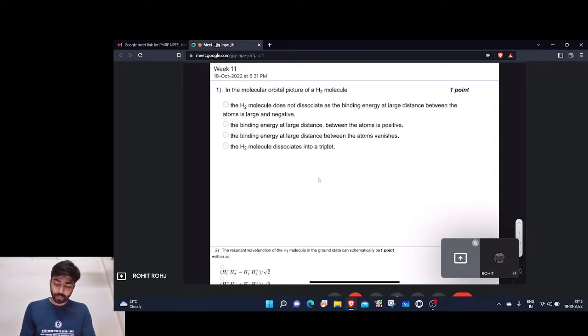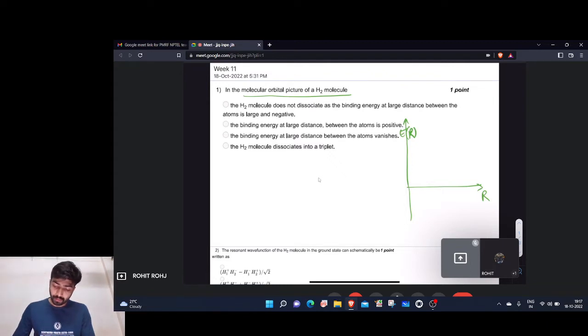Now, in the molecular orbital picture of a hydrogen molecule, which of the following is correct? For the hydrogen molecule, let me draw the configurational coordinate diagram where the electronic energy surface goes as follows. Let's say this is energy, which is a function of distance R, the distance between the two atoms.